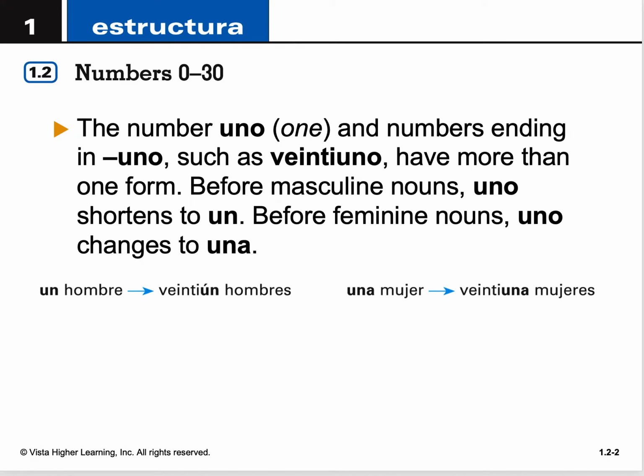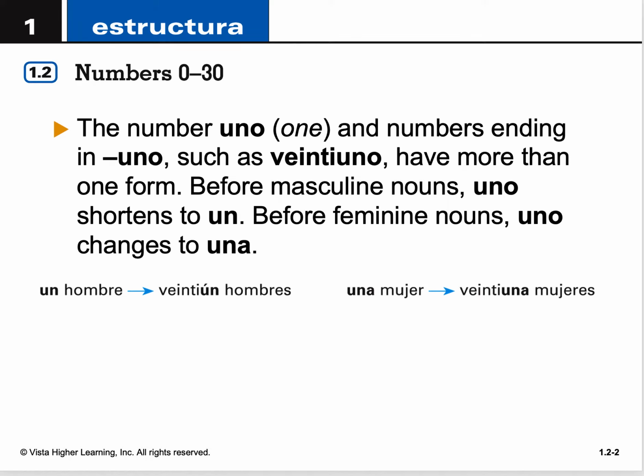The number uno and numbers ending in uno, like 21, have more than one form. Before a masculine noun, uno becomes un. So if I want to say one man, I would say un hombre. I wouldn't keep the O attached at the end. Before feminine nouns, uno changes to una. So if I want to say one woman, I would say una mujer. Or if I want to say 21 women, I would say veintiuna.